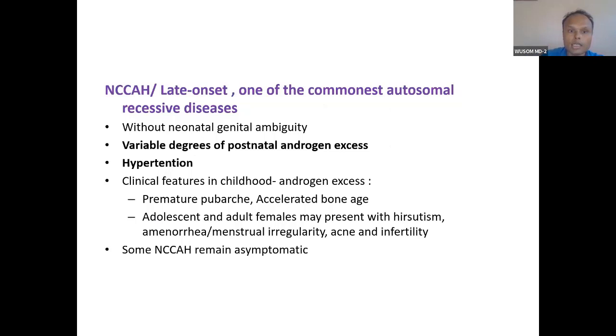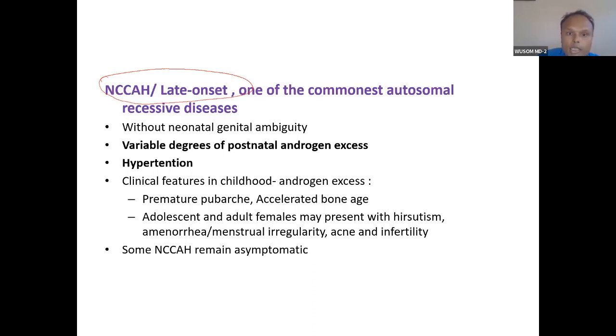So that is responsible for this short height. You can notice this short height because of premature epiphyseal closure. Non-classical congenital hyperplasia is one of the common autosomal recessive disorders and happens late onset. So among autosomal recessive disorders, this can be common. Generally without neonatal genital ambiguity.